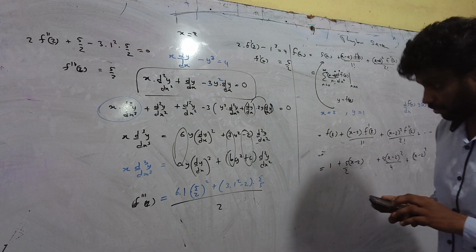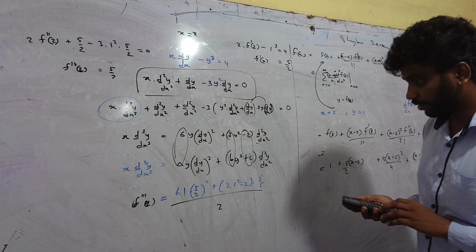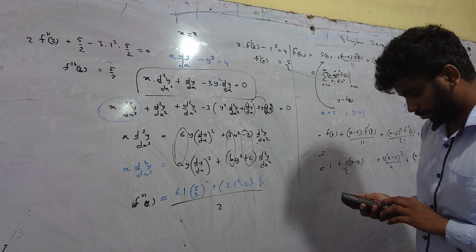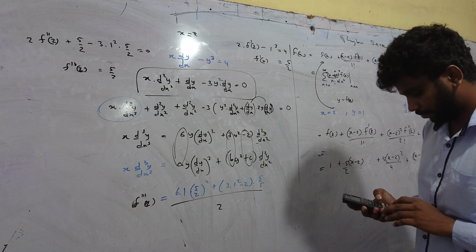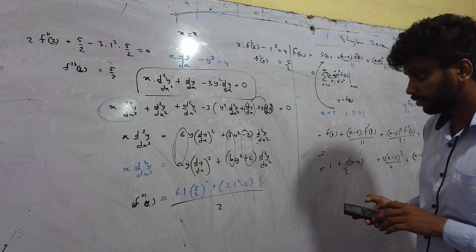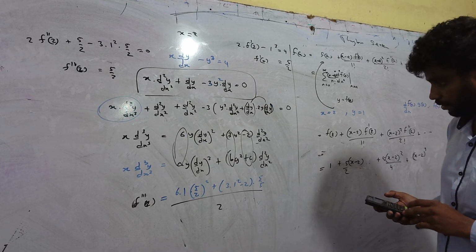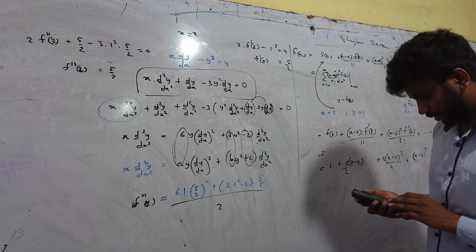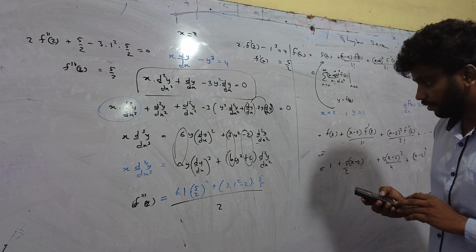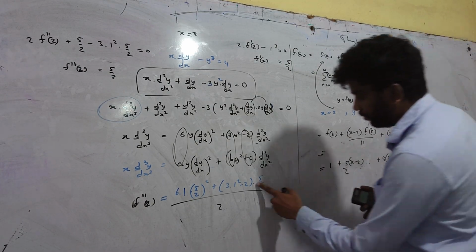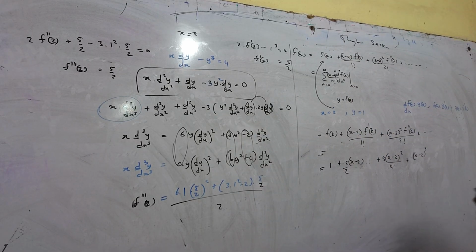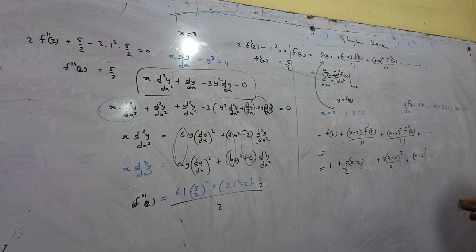Can I check it? 6 into 5, 35 over 2. Yeah, it's 5 over 2 squared, plus 5 over 2. There is a mistake here in the recording; this is divided by 2. What did you get? 35 over 2? There must be something wrong in this. F triple prime of 2 is the third derivative at x equals 2. I got 20.